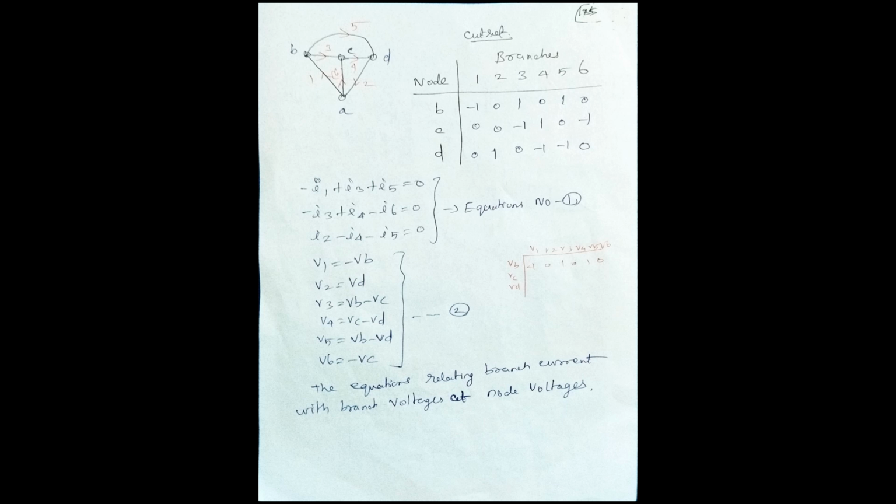Put I1, I2, I3, I4, I6 in the branches side rows. Node side columns B, C, D. We will put BB, BC, BD. In this way, we obtain the first equation and second equation.